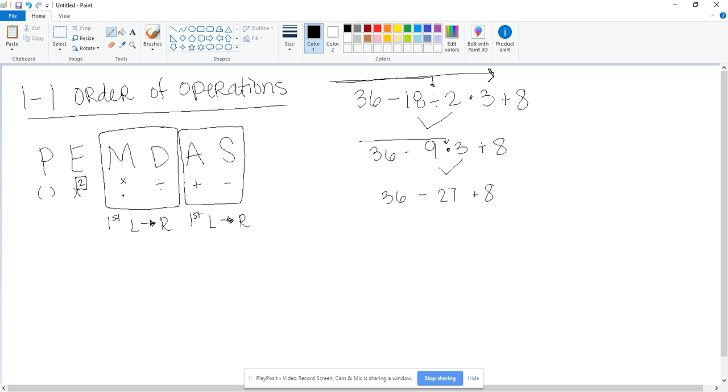So we move on to add and subtract. As we go left to right, we do whichever one comes first. So this one's going to come first. So 36 minus 27 is going to give me 9. Then I want to bring this one down, plus 8. Now I have one more operation to do, so I know that my answer is 17.